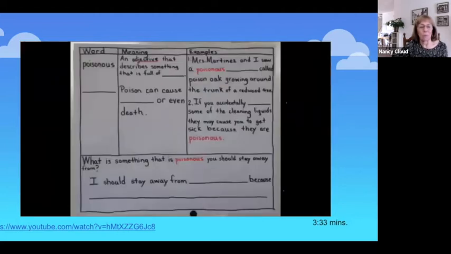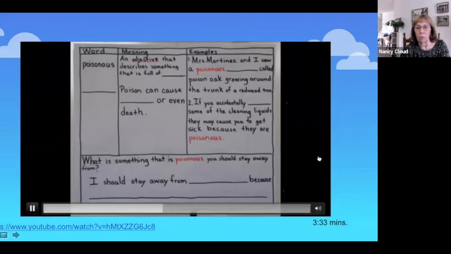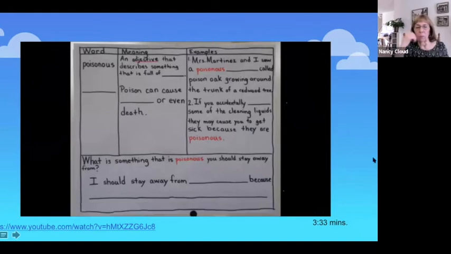So here is an example of a graphic organizer that utilizes sentence frames. If we look in the first box, it says poisonous, and then there's a line for words, so the student can draw a picture or list something that they perceive to be poisonous. In the second box, it says meaning, an adjective that describes something that's full of blank. Poison can cause blank or even death.